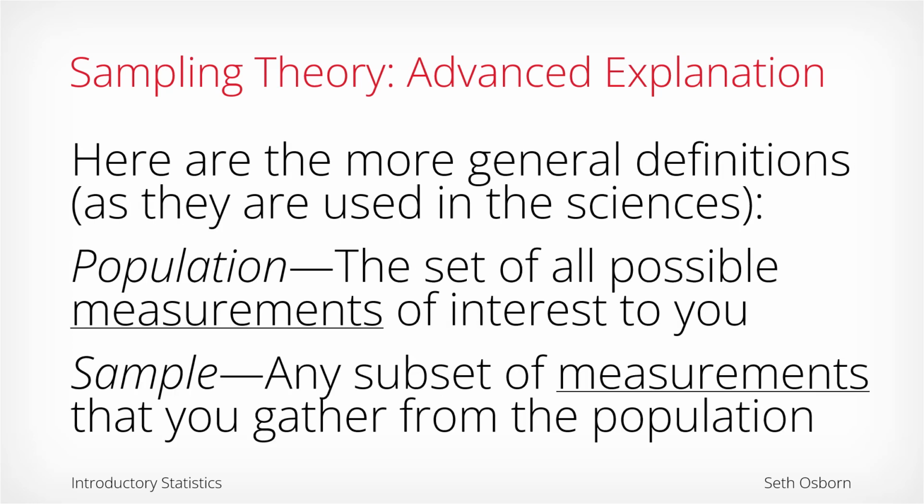Here are the more general and more correct definitions of population and sample, at least insofar as we use them in the sciences. The population is the set of all possible measurements of interest to you, and the sample is any subset of that population that you actually gather. I'm going to walk through a few examples to demonstrate how these definitions are actually more accurate.